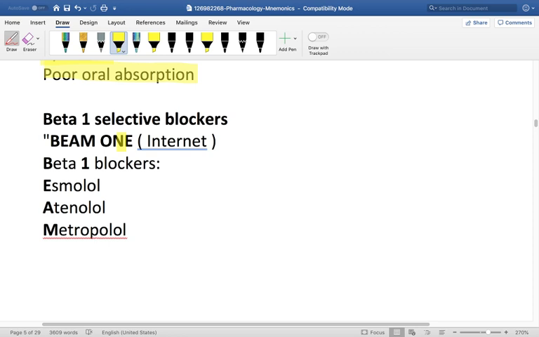Remember BEAM. So what is BEAM? BEAM, the internet, is very famous. You can remember BEAM 1. Beta 1 blockers are esmolol, atenolol, metoprolol is what you have to remember.